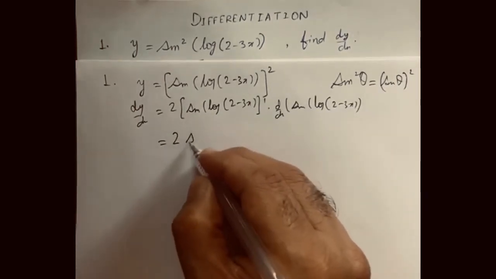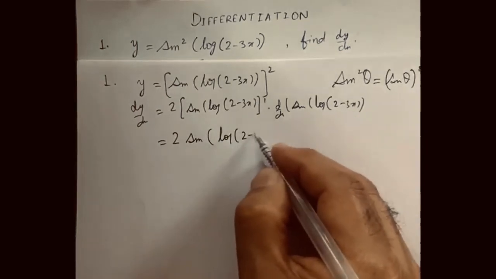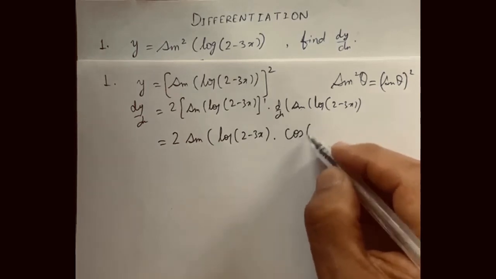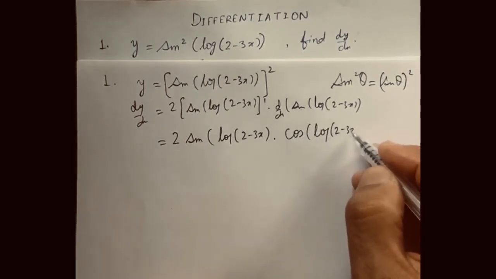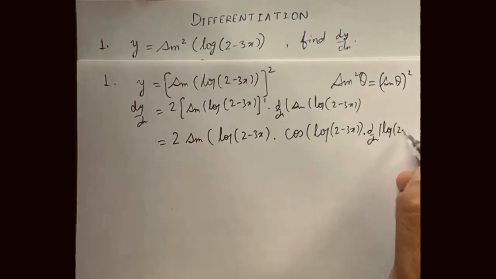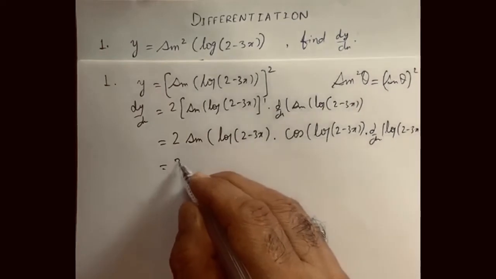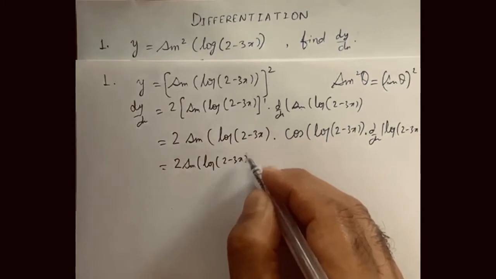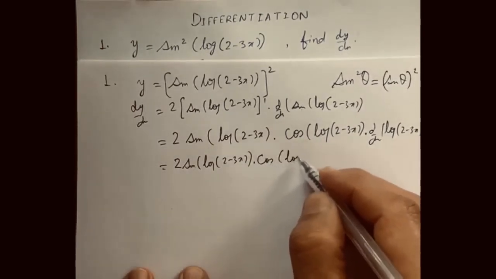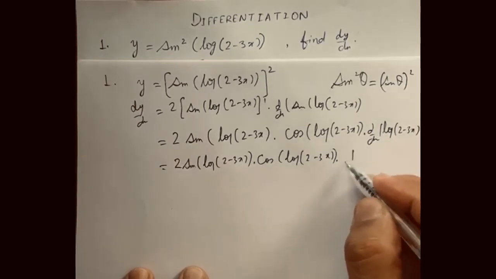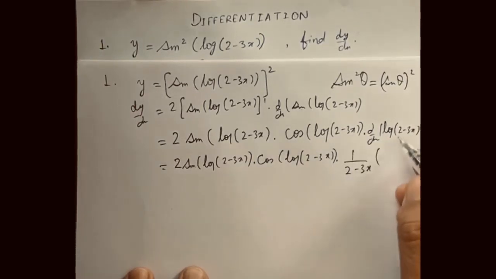This is 2 sine log of 2 minus 3x. Derivative of sine of something is cos of something. So cos of log of 2 minus 3x into derivative of log of 2 minus 3x. This is 2 sine log 2 minus 3x into cos log 2 minus 3x. Derivative of log of something is 1 upon something into derivative of 2 minus 3x, which is minus 3.